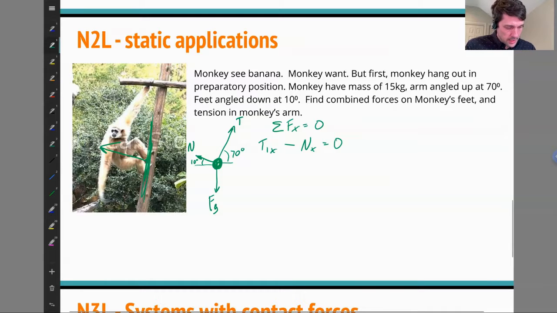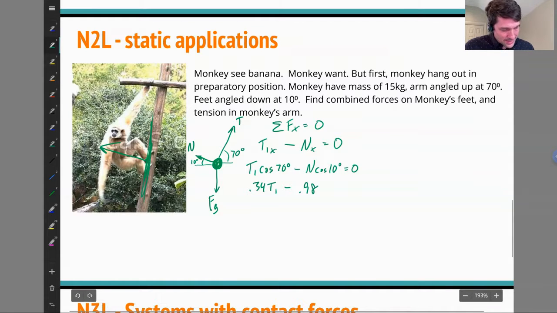The x component of T1 would be cosine of 70 degrees, minus the normal force in the x direction, which would be times the cosine of 10 degrees, equals 0. So if I plug some numbers in, cosine of 70 is 0.34. So I get 0.34 T1 minus 0.98 of the normal force equals 0. I guess I don't need to label this T1. There's only one tension. So tension.